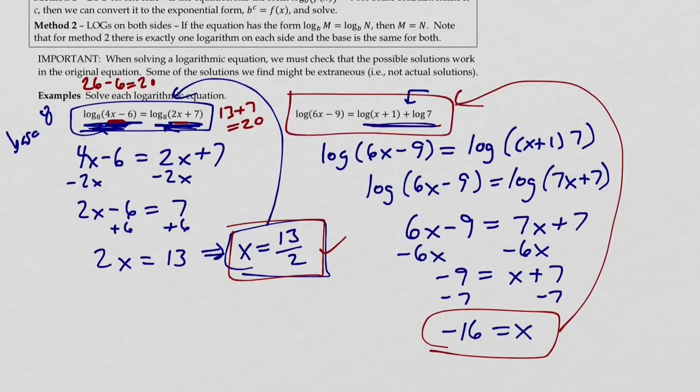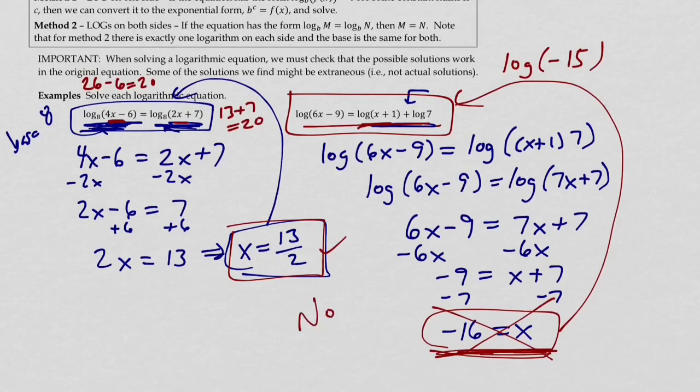And what you notice pretty quickly is that if I plug in negative 16 for x, I'm going to end up with log of negative 15 here as one of my expressions, and I can't take a log of a negative number, so that's not going to work. And what that means, sadly, I guess, is that there is no solution. Negative 16 is the only possible solution, but it fails to be a solution to the original equation. And so we can conclude for this second example that there is no solution.